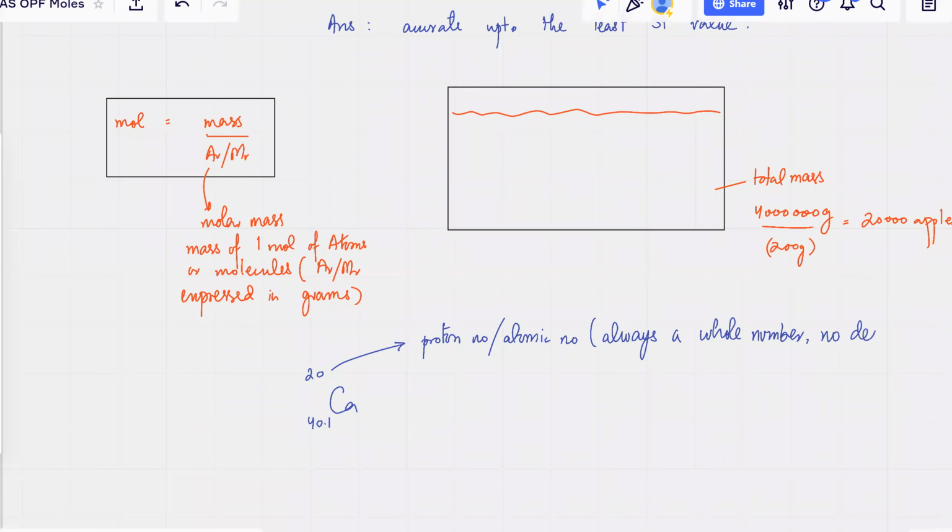Never use decimals. Like we know it's 20, right? Like in this case, the protons are how many? 20.